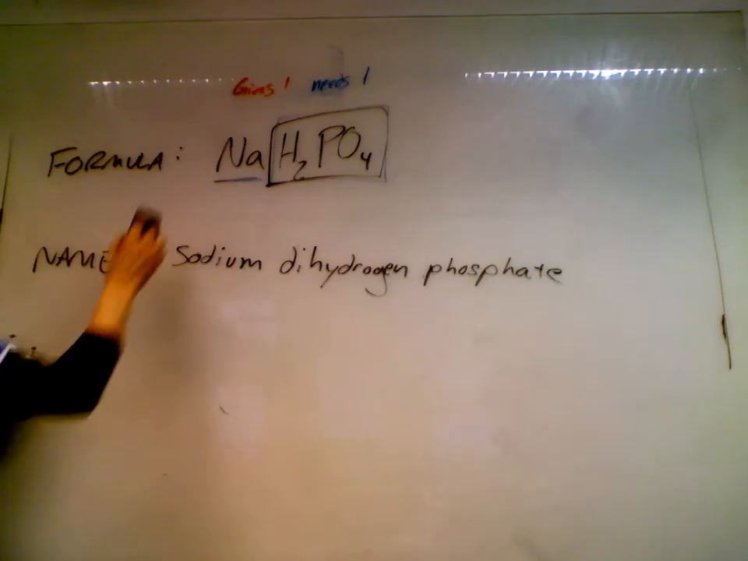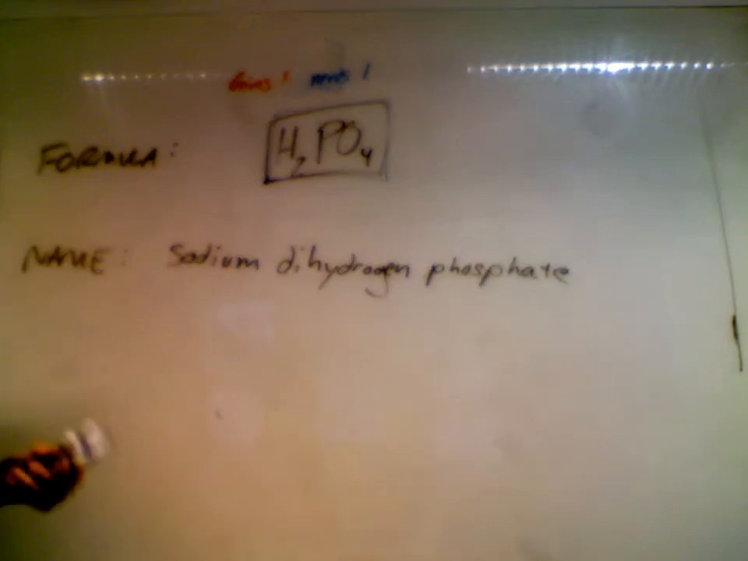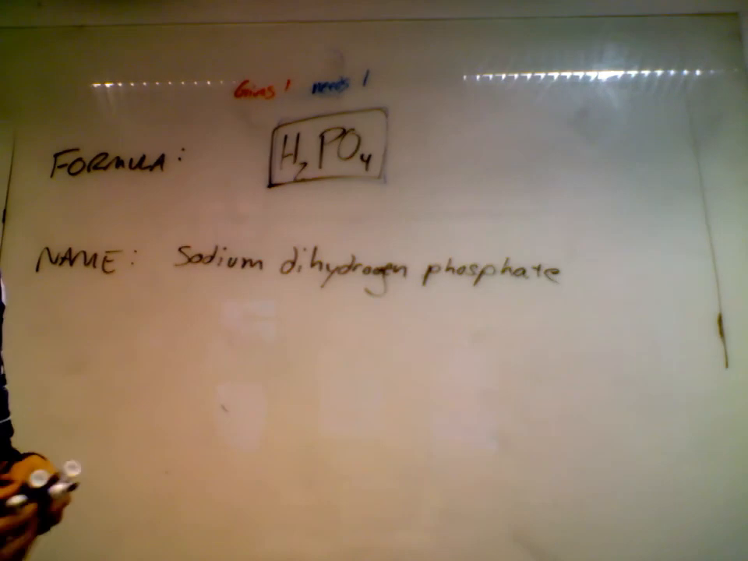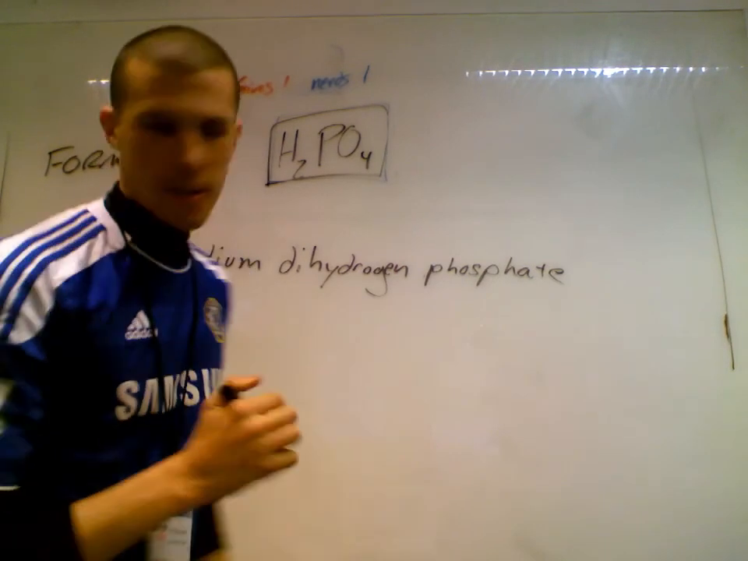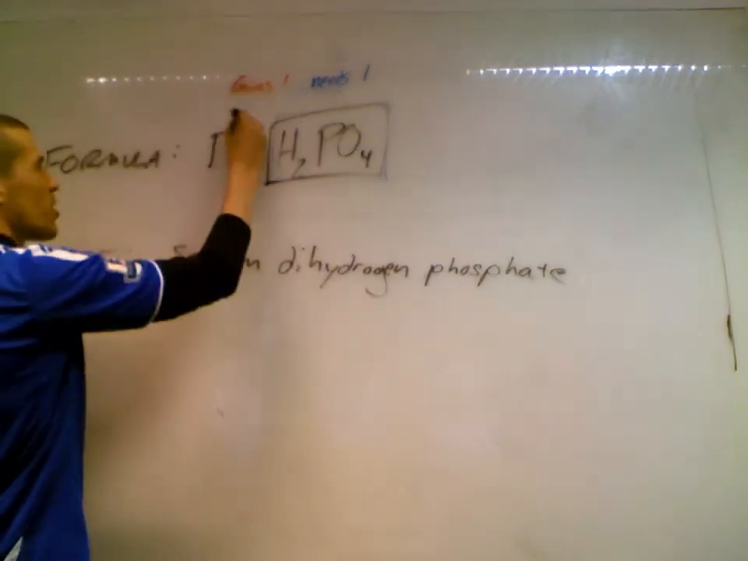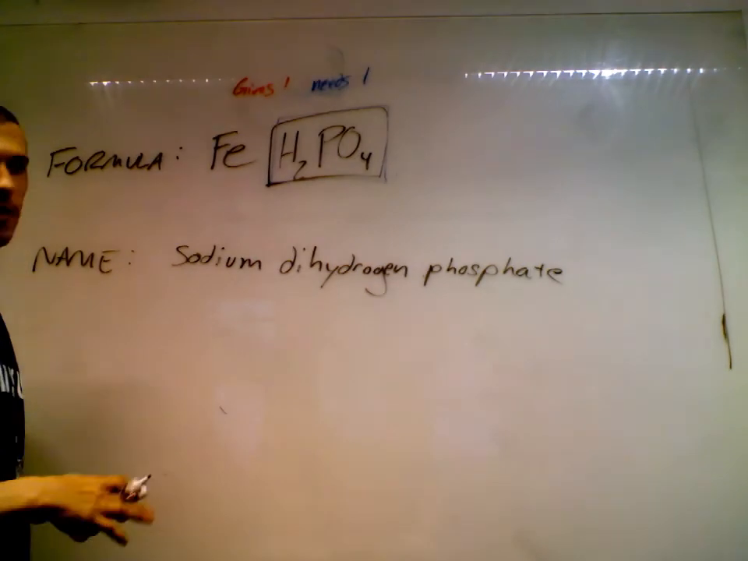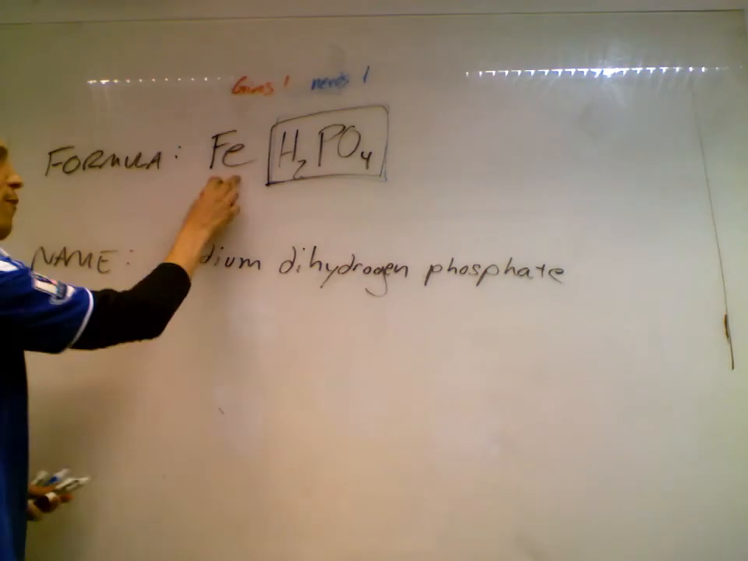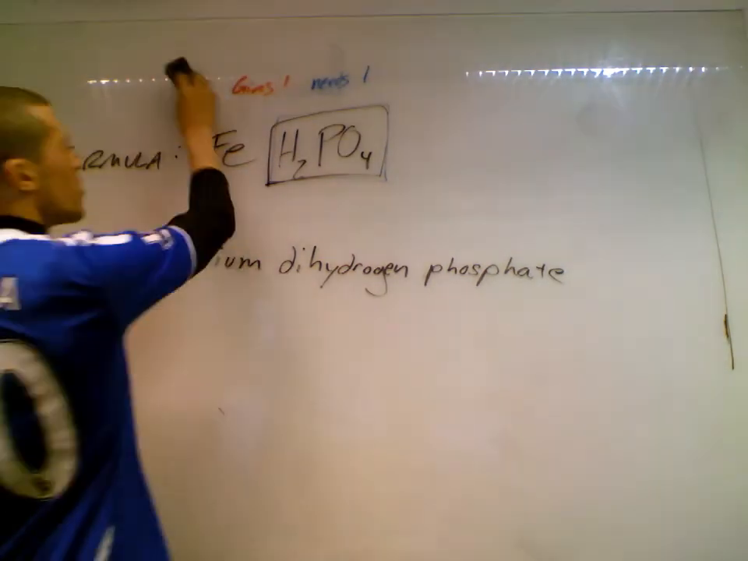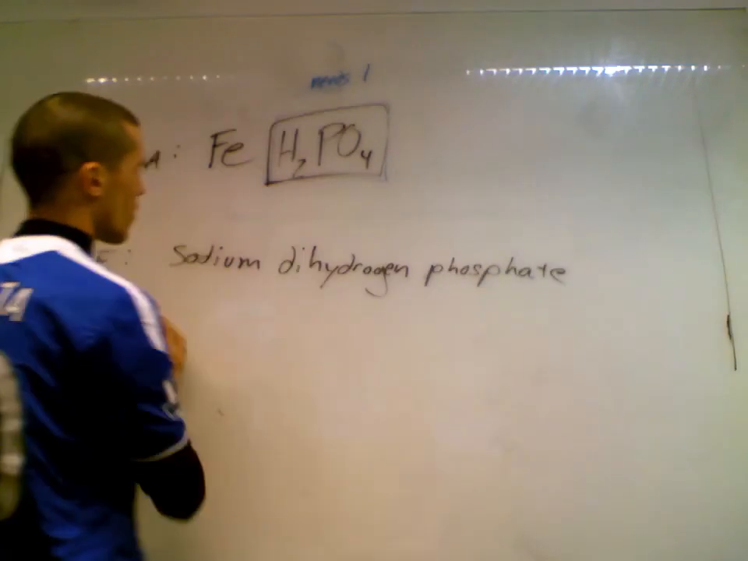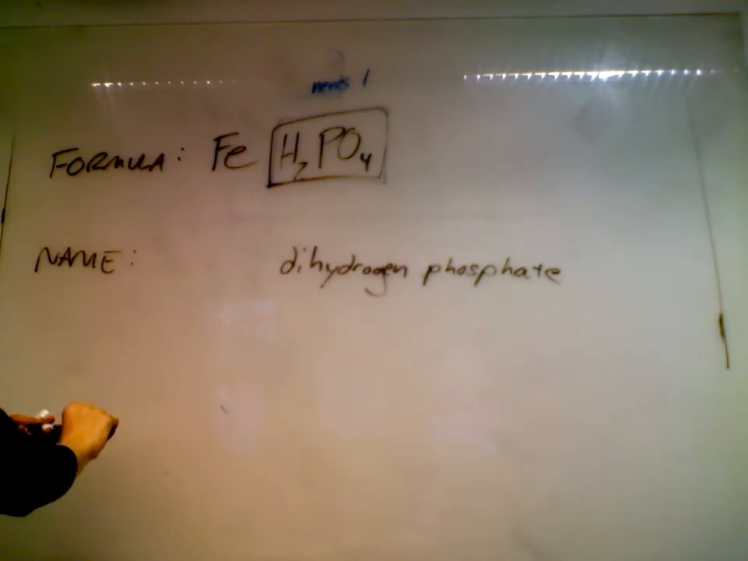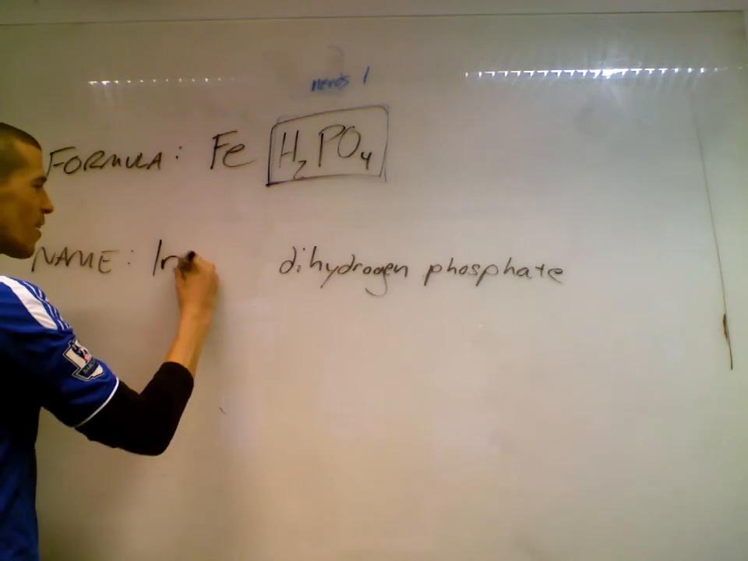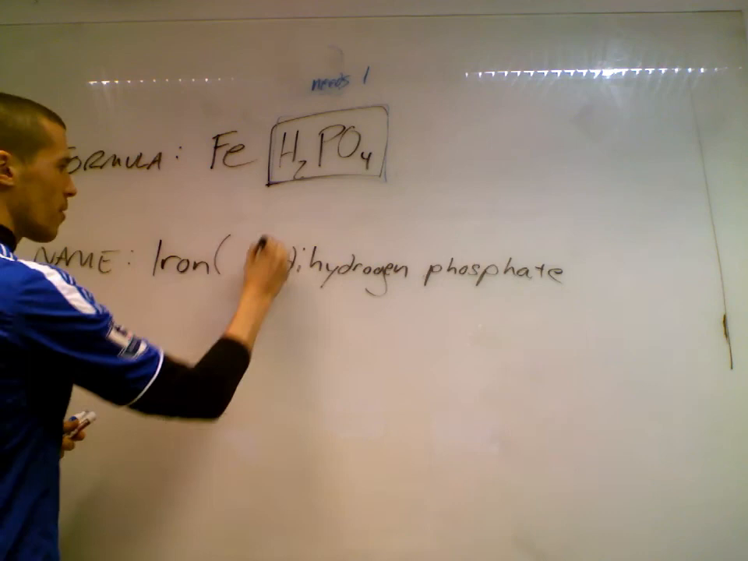Okay, let's make this more difficult. Let's take this away and put a transition metal in. Here, this is where people go cross-eyed. I just put an Fe, that's iron. That is a transition metal. I'm going to keep the dihydrogen phosphate at the end. Iron, and then I'm going to leave a little blank right here.